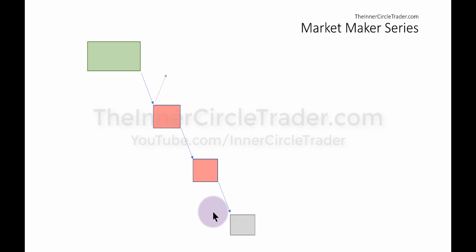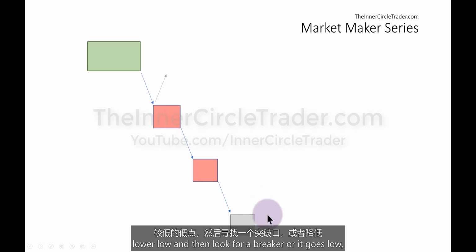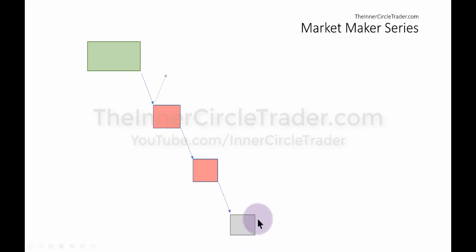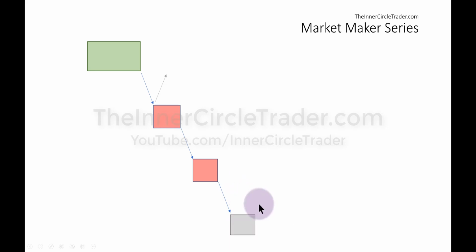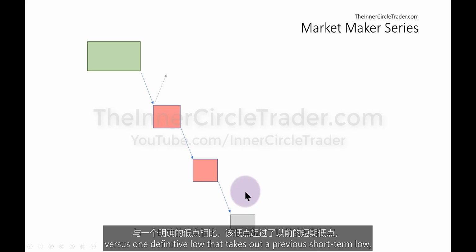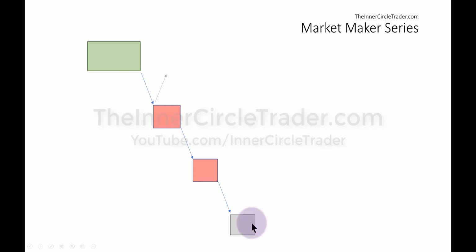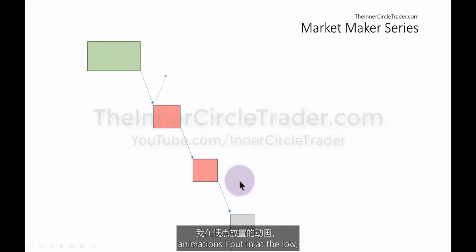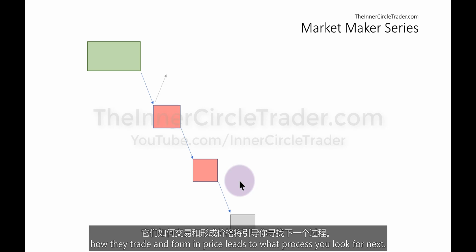Okay, usually it will form the same way it is outlined in the price swing, where it'll create a low, a lower low, and then look for a breaker, or it goes low, higher low. And if it occurs like that, again, using the intermarket relationships I mentioned earlier, if it creates a low with a higher low versus one definitive low that takes out a previous short-term low, in other words, the diagram I outlined when it was just that big blue V giving you a rough depiction of a price swing, the little animations I put in at the low, those are the only two things that can happen. That's it. So how they trade and form in price leads to what process you look for next.